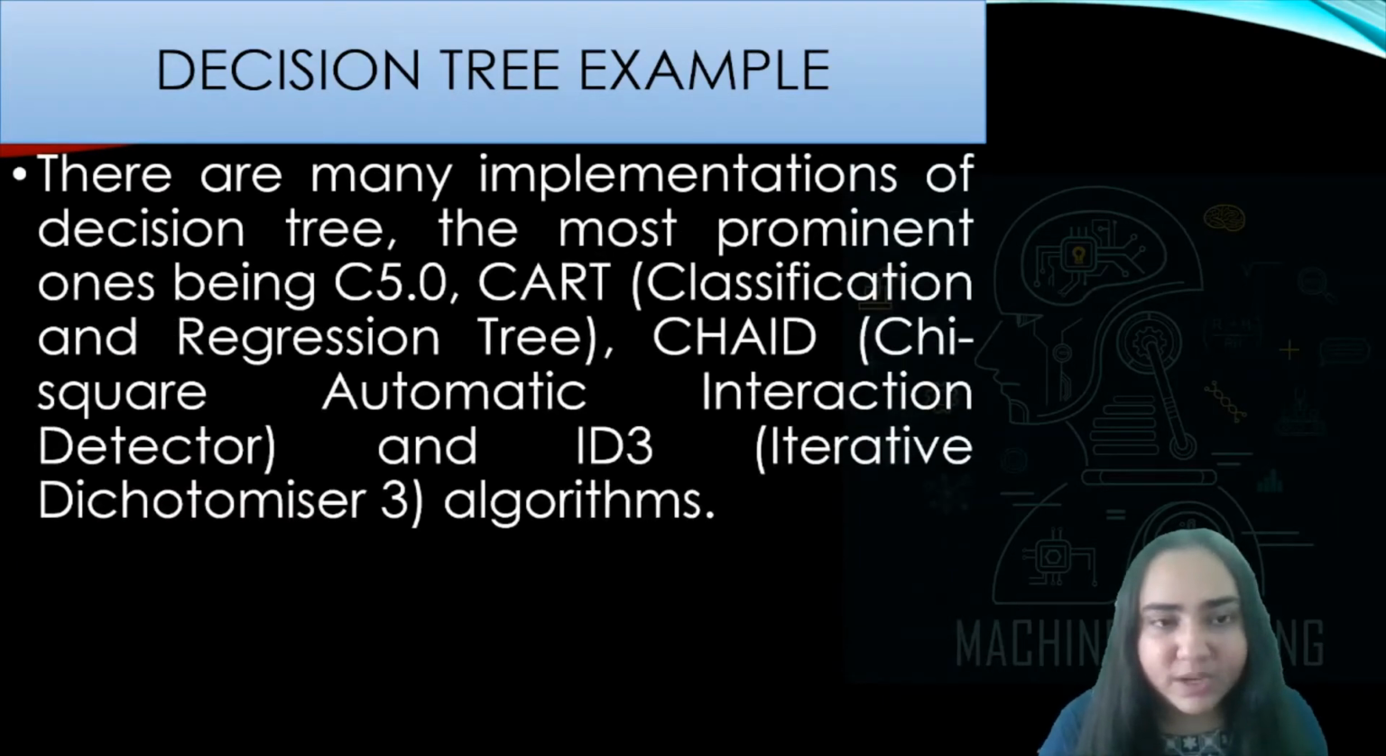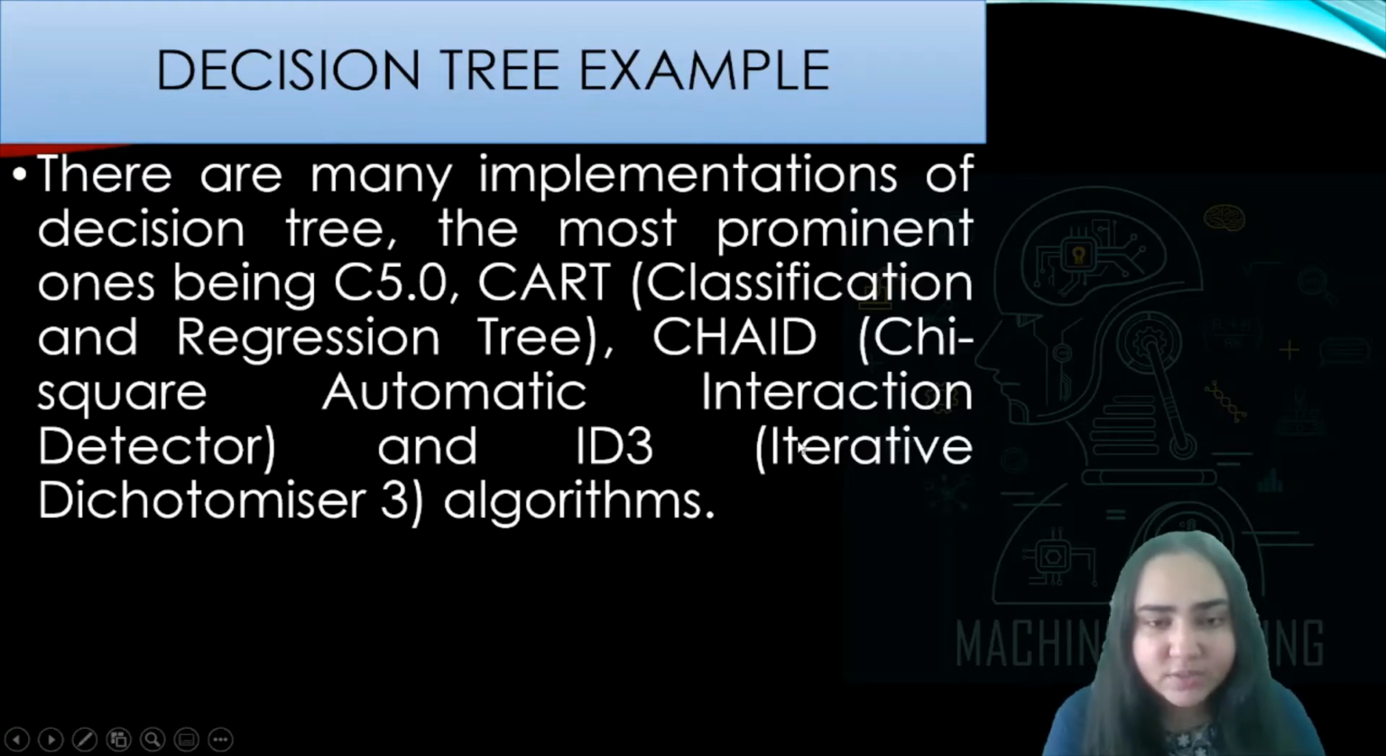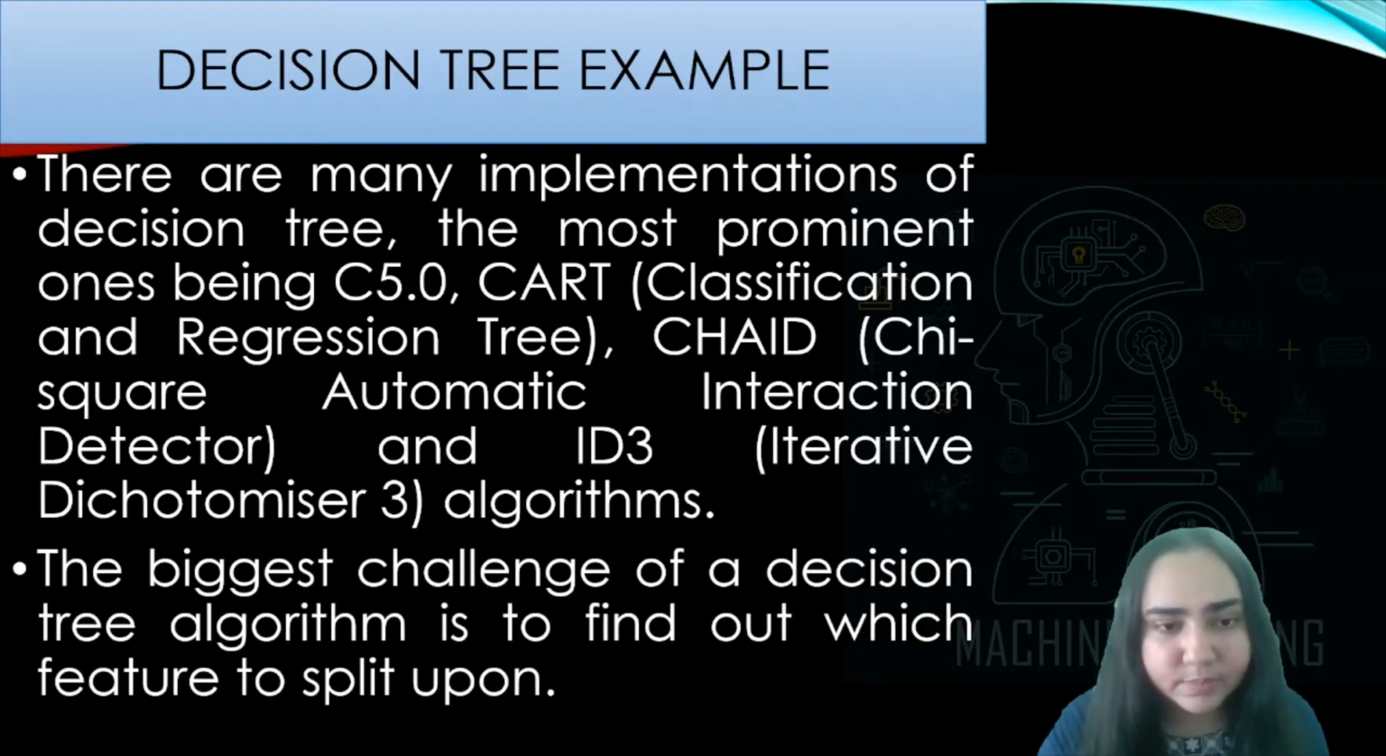So there are many ways you can implement decision trees, but the most prominent ones are C5.0 or the CART method. CART is classification and regression tree. You also have the CHAID method, which is the chi-square automatic interaction detector. And finally, you have the ID3 method, which is the iterative dichotomizer 3. These are some of the algorithms that allow you to implement the decision tree.